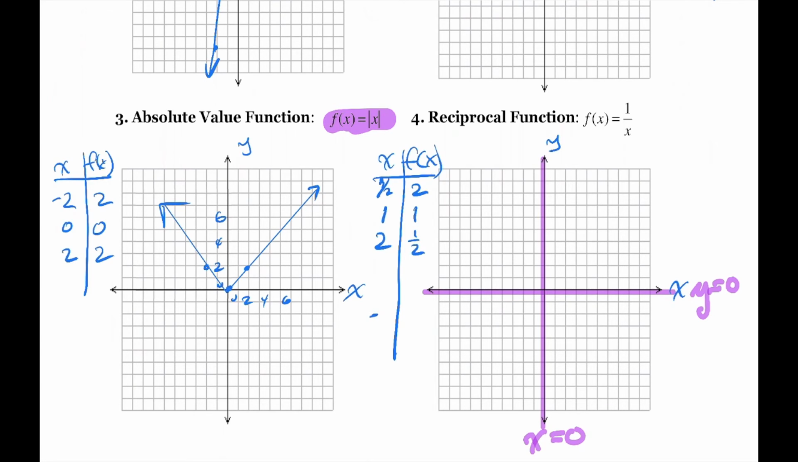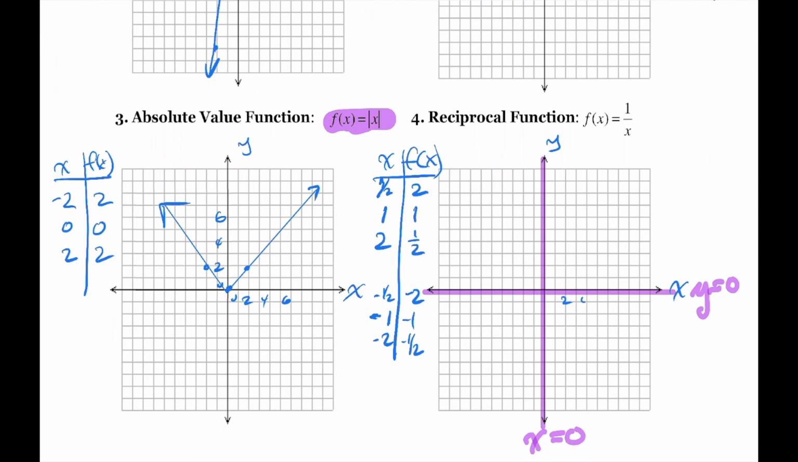Likewise, we're going to do the same values for negative. So here we're going to negative 1, negative 2, and negative a half. So f of negative a half is going to be negative 2. f of negative 1 is just negative 1. And the reciprocal of negative 2 is going to be negative a half. And we're going to quickly plot this.